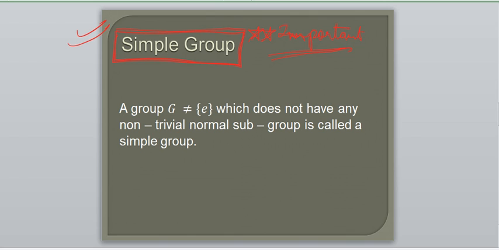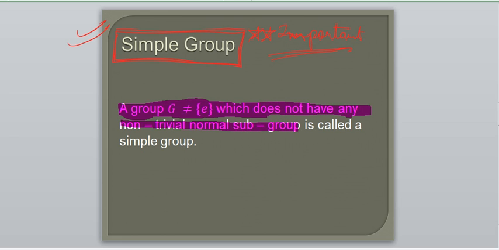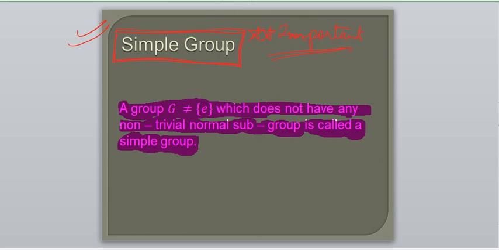What is a simple group? A group G, which is not equal to the identity element e, which does not have any non-trivial normal subgroup, is called a simple group. So when a group G does not have a non-trivial normal subgroup, then it is called what? It is called a simple group.